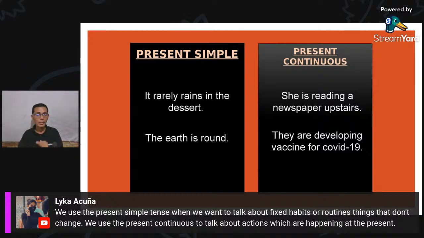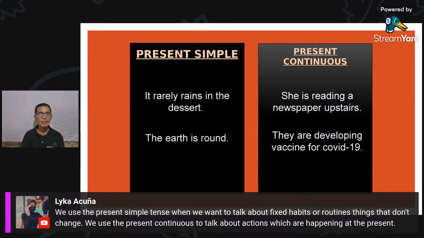Okay? Another example, this is a scientific truth. The earth is round. So we don't say the earth was round, dahil ang earth po ay existing pa rin until today. And this is a general truth na alam natin, alam ng tao. Okay, so the earth is round. We don't say the earth are round. We don't say the earth was round. We don't say the earth were round. We say the earth is round. S po natin is in the present simple tense.